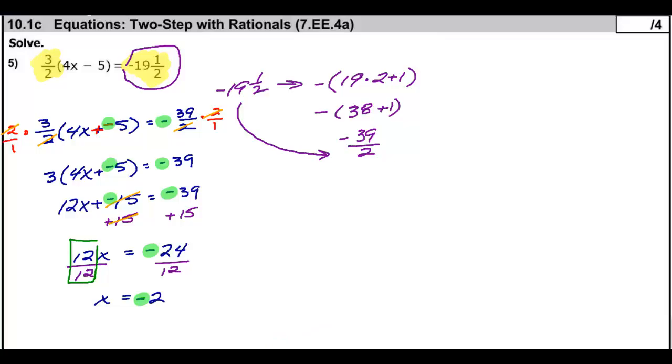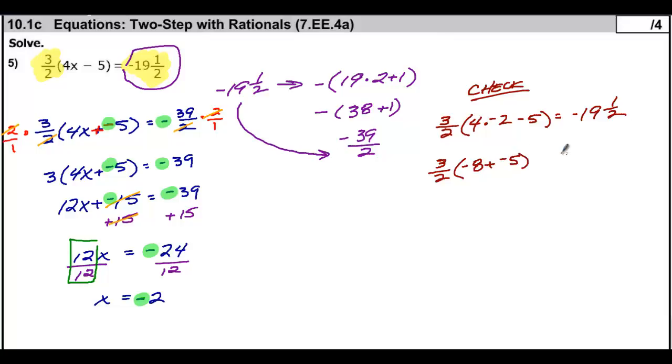Now, if you want to find out, did I do this correctly? Remember, you're not being graded on whether you check your work, but checking your work means if you do get it wrong, you'll know it before you turn it in. So let's check our work. 3/2 times 4 times negative 2 minus 5. Does that all equal negative 19 1/2? So 3/2 times 4 times negative 2 is negative 8. I'm going to switch to adding the opposite, so plus negative 5. Does that equal negative 19 1/2? 3/2 times negative 8 plus negative 5 is negative 13.